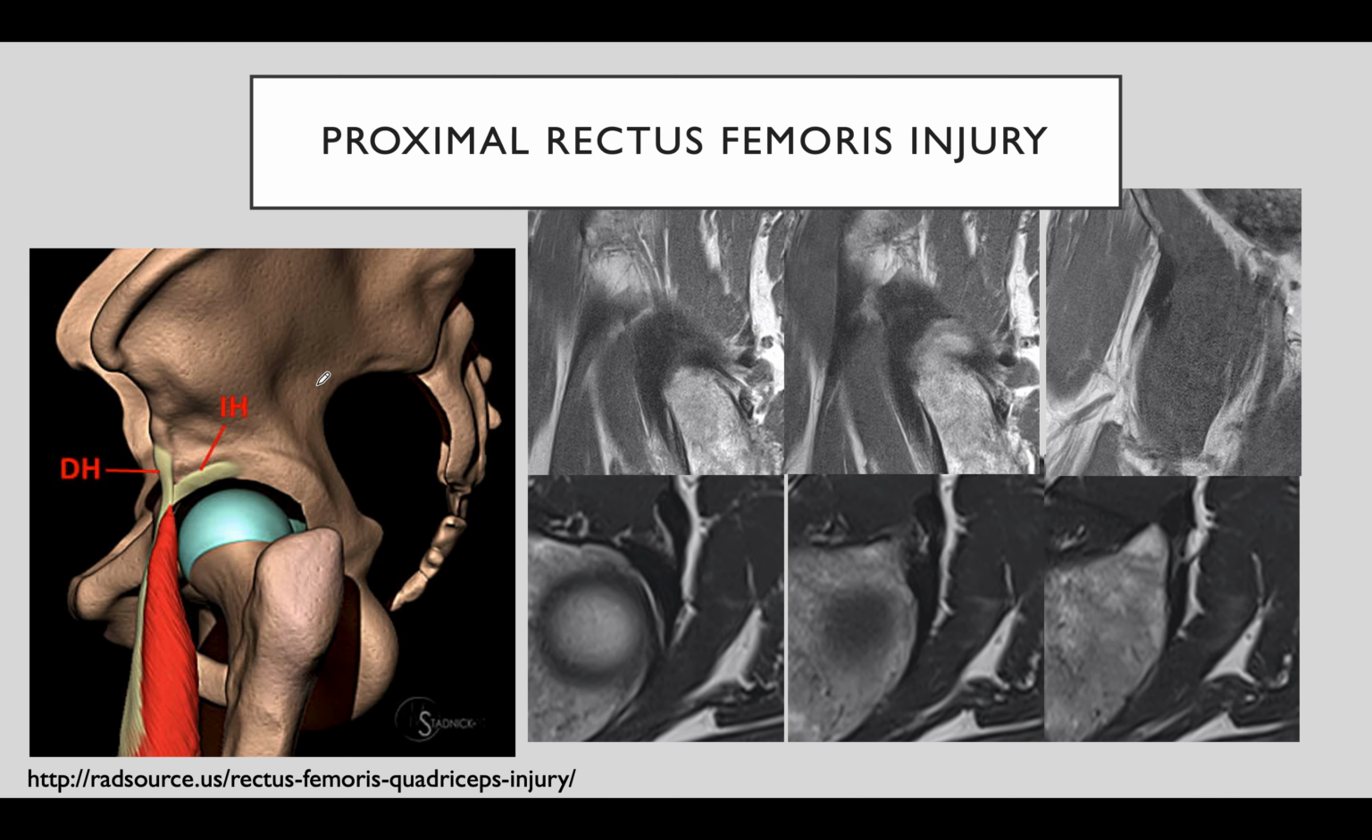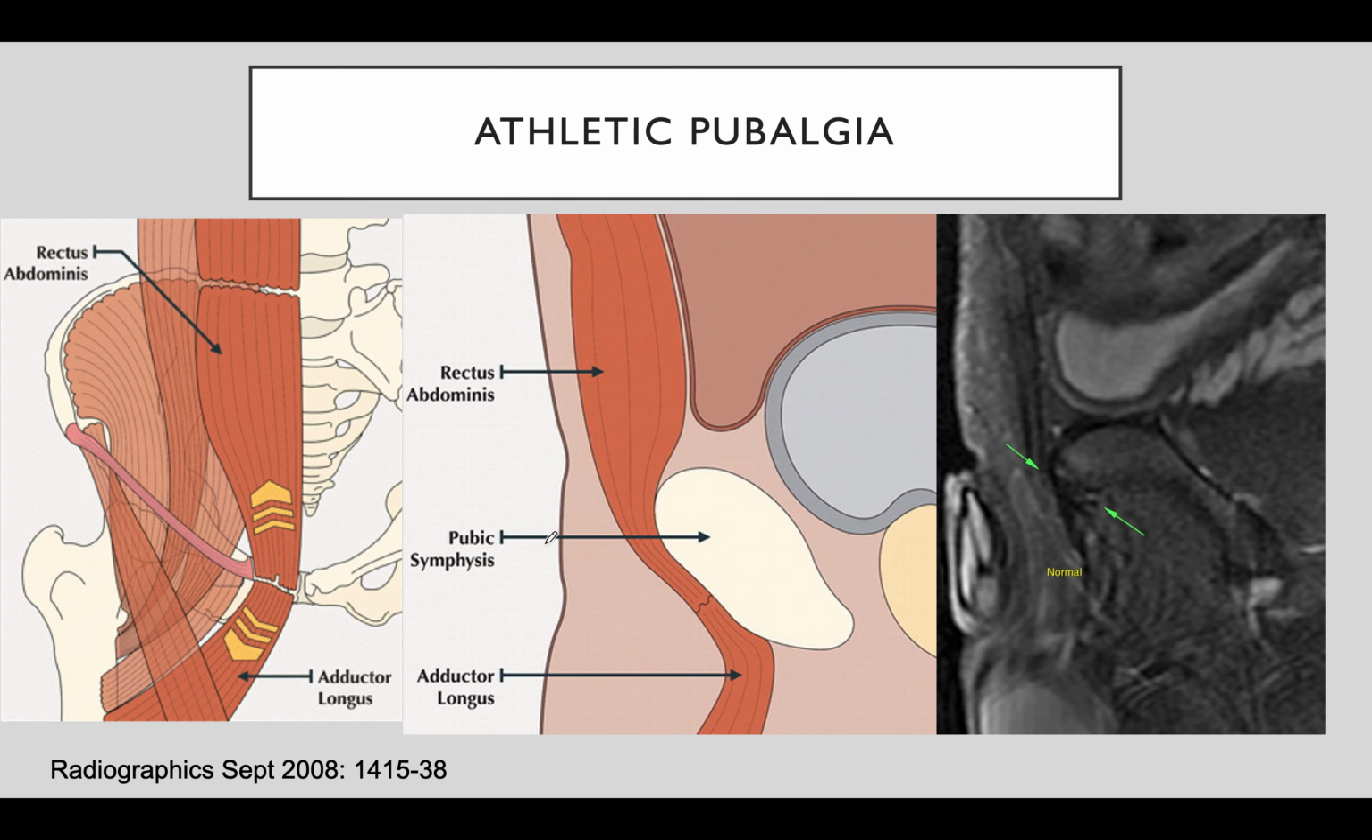The rectus femoris, the proximal attachment of the rectus femoris, is important. It has a straight or direct head that goes to the anterior inferior iliac spine, and an indirect head that goes and attaches along the superior lateral margin of the acetabulum. This is a common area for injury, and one should look at this area fairly carefully. Athletic pubalgia is a very important entity that one should be aware of. There's a great article in Radiographics that I would refer you to learn more about this condition.